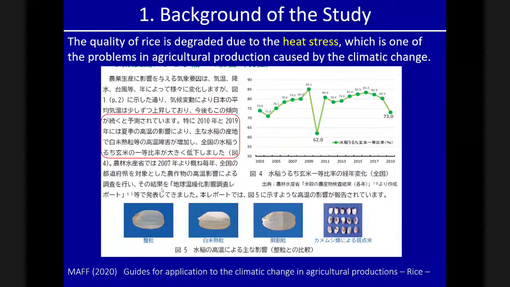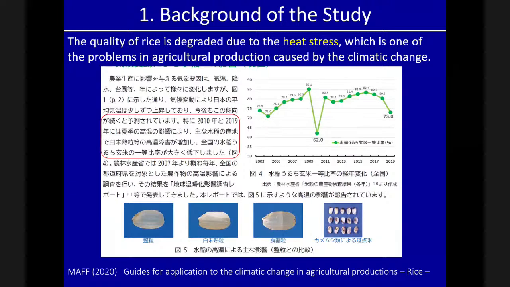Okay. Firstly, I would like to show the background of this study. Originally, I wanted to investigate the mechanism of heat tolerance of the rice plant. As no need to say, Japan has many rice cultivars, but heat tolerance or heat sensitivity differs greatly from cultivar to cultivar.